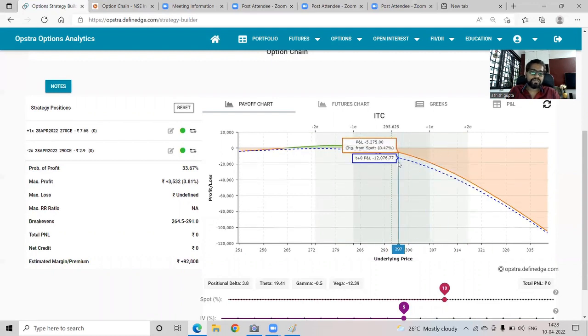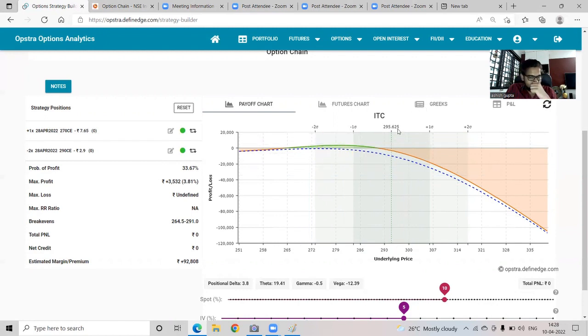It has happened many times with me. I had a call ratio in PVR, but that was a 1:3 call ratio. And it opened at circuit. I had 1800, 1900, a 1:3 ratio. So 1:3 is even riskier than a 1:2 call ratio. It opened at 2000.